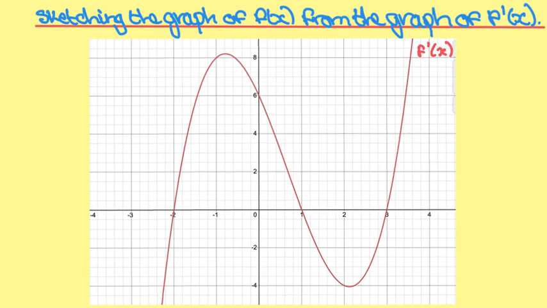This time we're going to be sketching the graph of f of x from the graph of f dash of x. So we're going to be graphing the original function from its derivative function. If you look at the graph, I've given you exactly the same graph, but this time it's the graph of f dash of x, its derivative. Before we start, I'd just like to point something out.